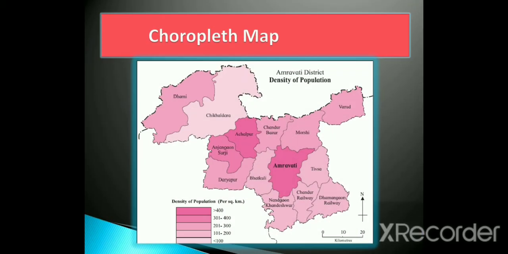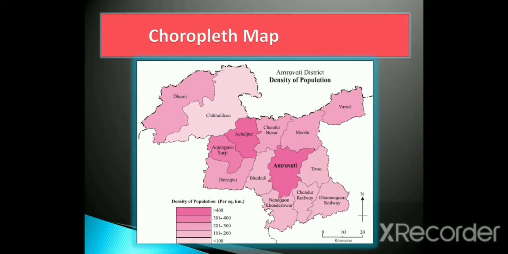Now see figure number 1.2 choropleth map. 1.2a is the map of the Amravati district density of population. Here color tints are the shades or tones of the same color used to show distribution of geographical variables in choropleth or isopleth maps. Color tints depend on values. Regions with lesser values of a geographical variable are shown by lighter tints. You can see the Amravati district map, Chikaldara.